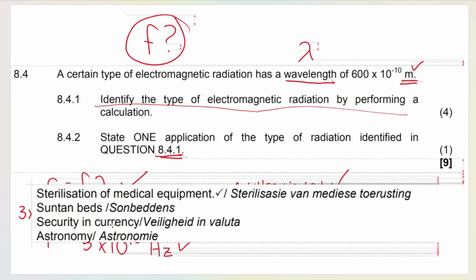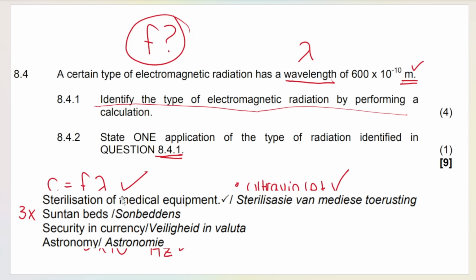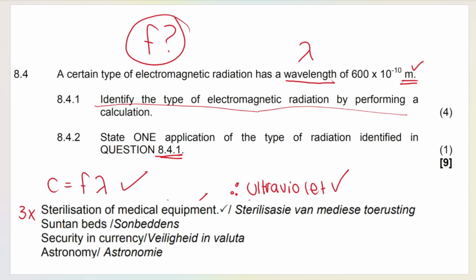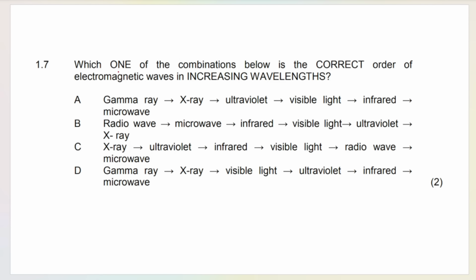That is what I have in my notes. So that's what I would go with. But any of these would be acceptable because we're talking about UV radiation. Our next question is a multiple choice question. So it says, which one of the combinations below is the correct order of electromagnetic waves in increasing wavelengths?